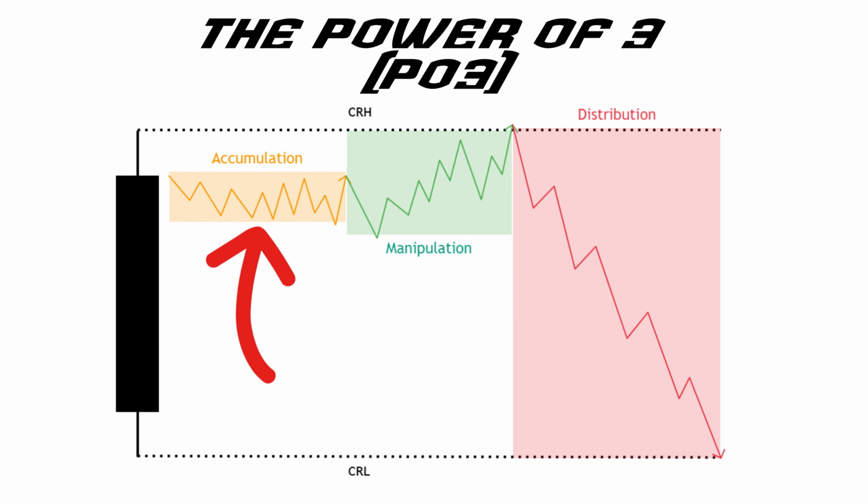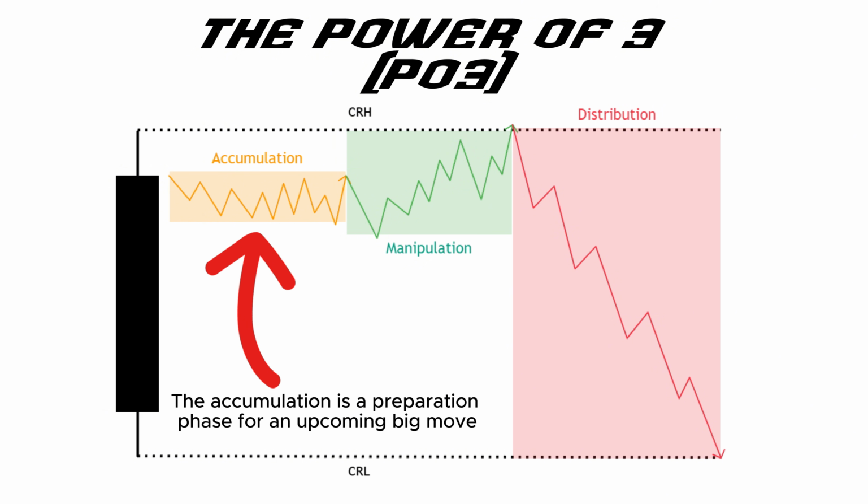Accumulation. The accumulation is a ranging price action that shows a sideways market. This is often the reason of market makers and also retail traders placing their pending orders on small volumes. This is what you probably heard from other traders. Some don't understand, so let's simplify it as much as possible. The accumulation is just a period of preparation for an upcoming big move.